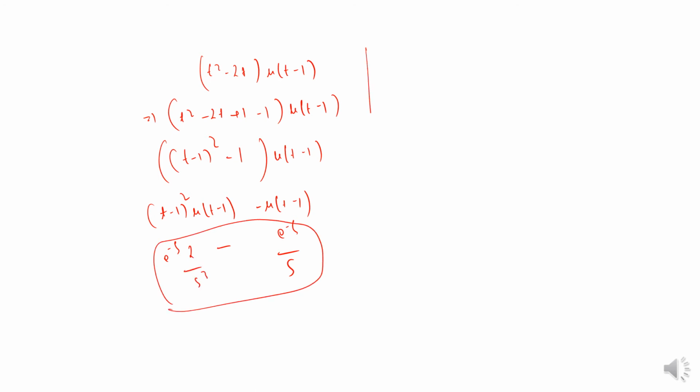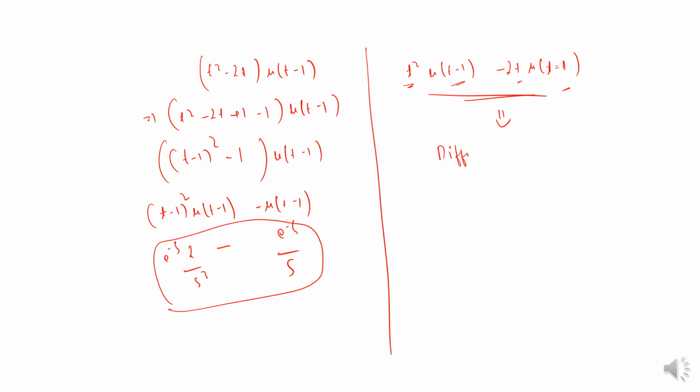Some of you can also ask why not write it like t square into u of t minus 1 minus 2t into u of t minus 1. Why are we not solving it like this? See, the problem is here we have t minus 1, a delay of 1, but for t we don't have any delay. Similarly, here we have a delay of 1, but for t we don't have any delay. So it will be difficult to proceed in this manner.